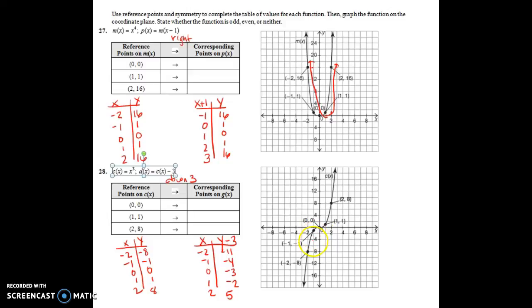Just paying close attention that this one does not count the same way. And so we would have a graph that shifted down 3.